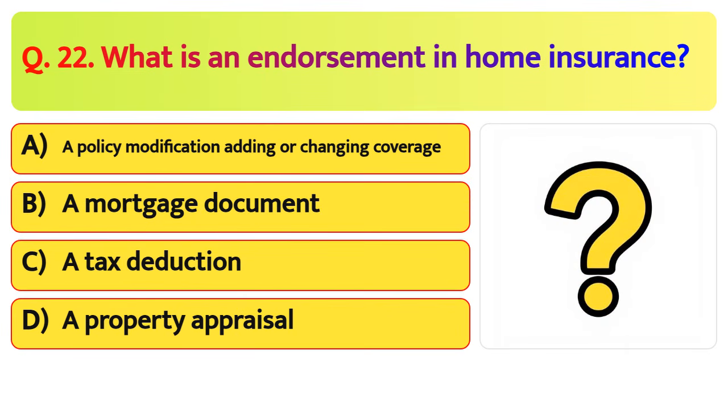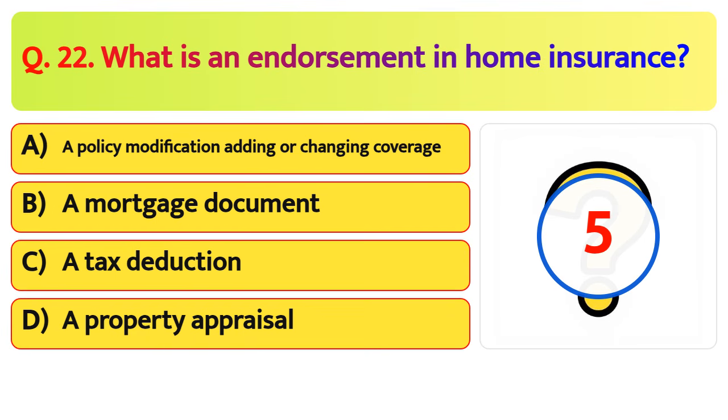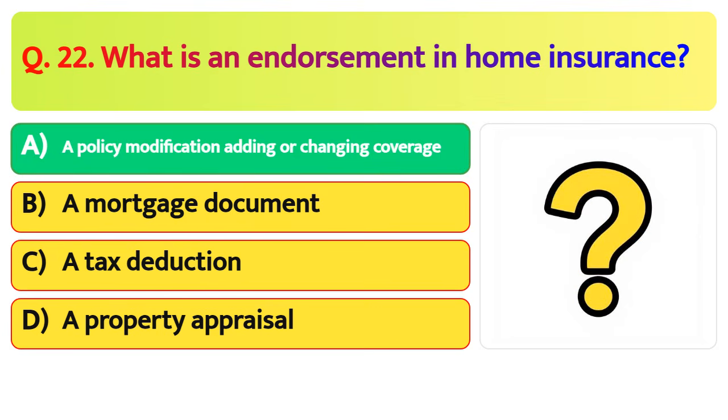Question 22. What is an endorsement in home insurance? Option A. A policy modification adding or changing coverage. Option B. A mortgage document. Option C. A tax deduction. Option D. A property appraisal. Correct option is a policy modification adding or changing coverage.